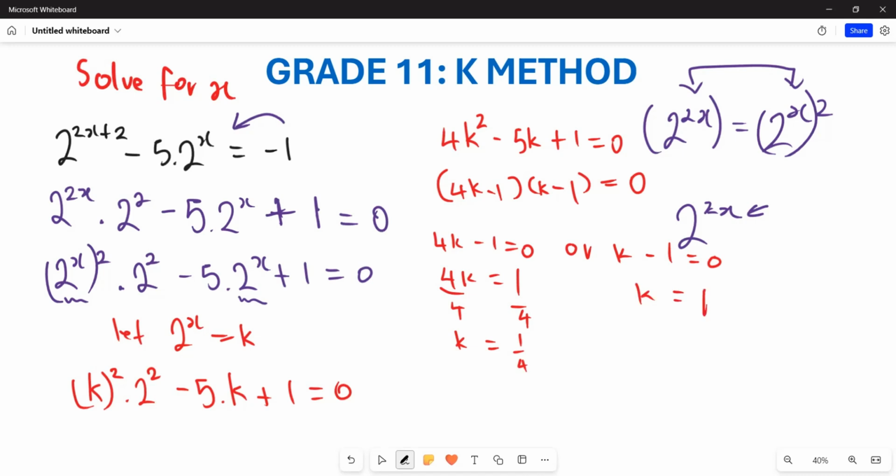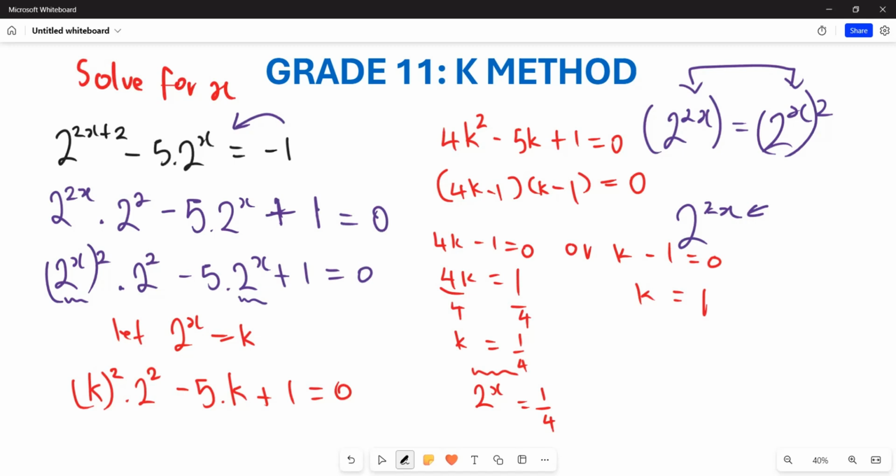And now from here, remember, you are looking for x, not for k. Now you are going to come back. Remember, you said you let your 2 to the power of x to be equal to k. Now you do have your solution of k, right? This is your solution of k. So which means you are going to say now 2 to the power of x is equal to 1 over your 4.